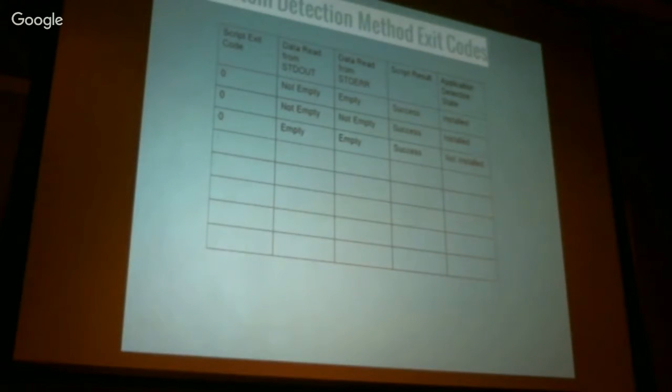Any questions on how the custom detection method works? That's all there is to literally writing your PowerShell script and putting it into the custom detection method.